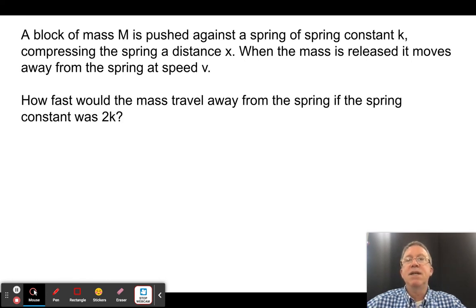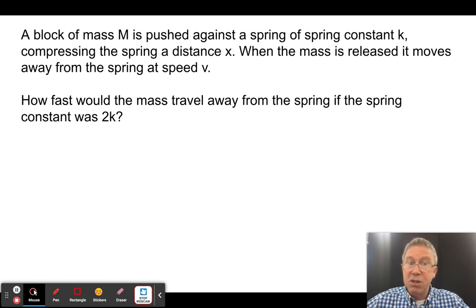But let's try this instead. I have a block of mass m pushed against a spring of spring constant k, compressing a distance x. The mass is released. It moves away from the spring at speed v, just like before. But here's how I'm going to do this time. Instead, I'm going to double the mass of the object. Sorry, no, I'm not going to double the mass. What if the spring had twice the spring constant? So the spring was twice as stiff.